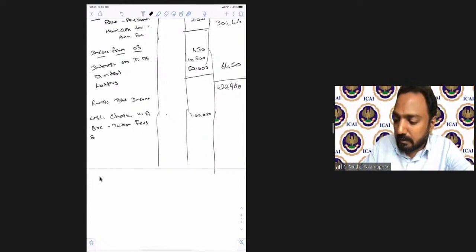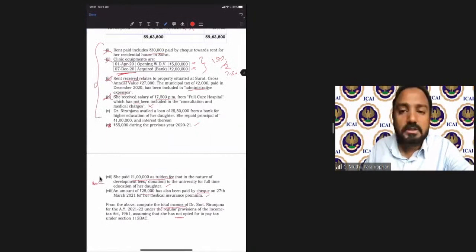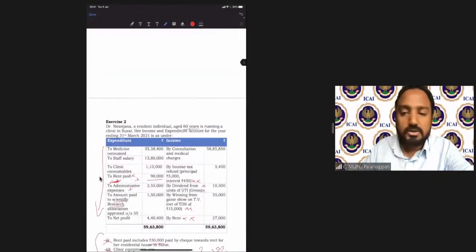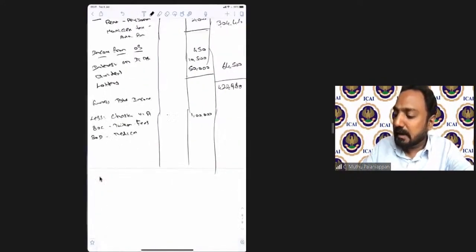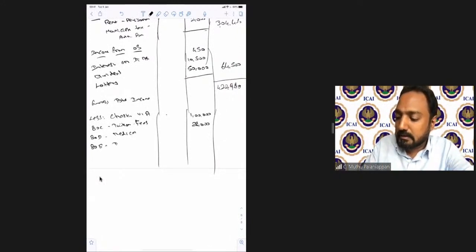Next, you have medical insurance. Medical insurance is 28,000. Generally for self, 25,000 is allowed, but if you're a senior citizen, then it is 50,000. So what is her age? Her age is 60 years. So she's a senior citizen, so the entire 28,000 can be claimed. Right? Then you have 80E interest.